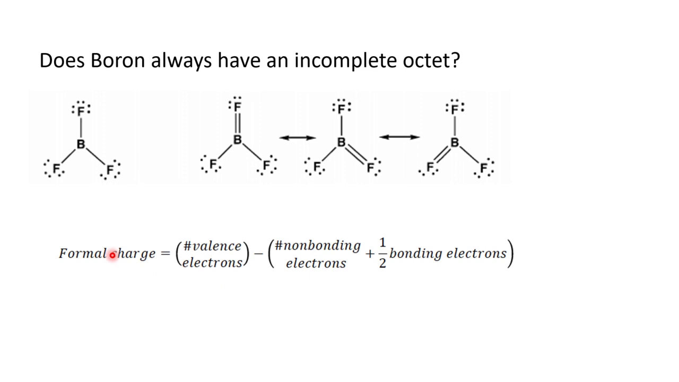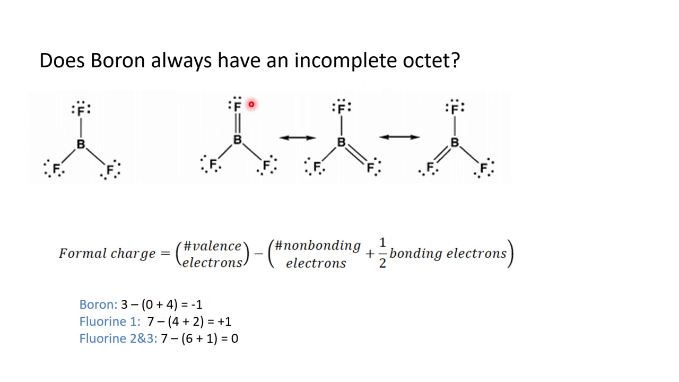So to calculate the formal charge, we take the number of valence electrons and we subtract the sum of the non-bonding electrons and half the bonding electrons. Let's do this for boron trifluoride. In this first example, boron has 3 valence electrons, and it has 0 non-bonding electrons, and it has 8 bonding electrons, half of which is 4. So 3 minus 4 is -1.